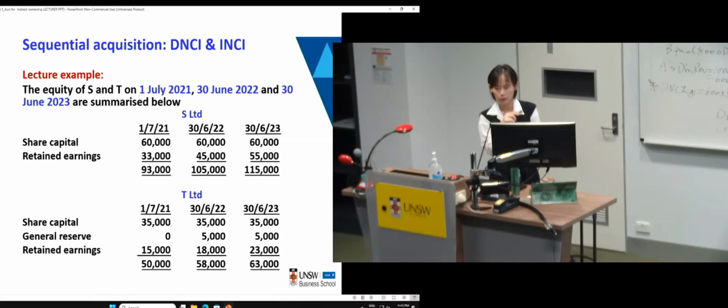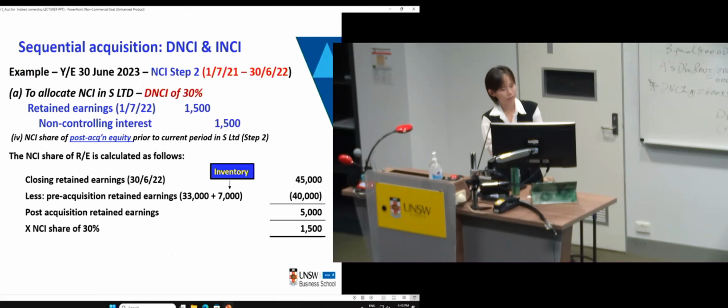Share capital is the same, don't need to worry about that. Retained earnings, there's an increase. But are we going to compare 33,000 with 45,000? No, we compare 40,000 with 45,000. Why? Because there is a 7,000 transfer from RSC to the pre-acquisition retained earnings of S Limited. Okay? Now for T Limited, there's an increase in general reserve and there's also an increase in retained earnings.